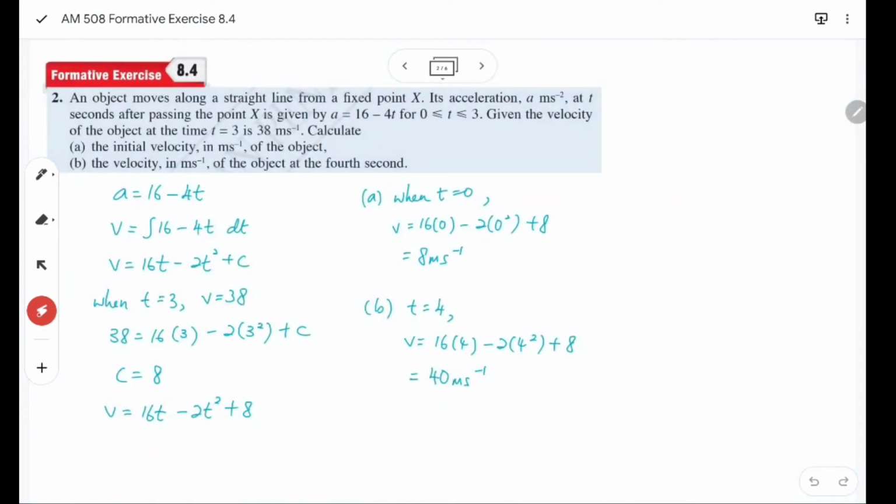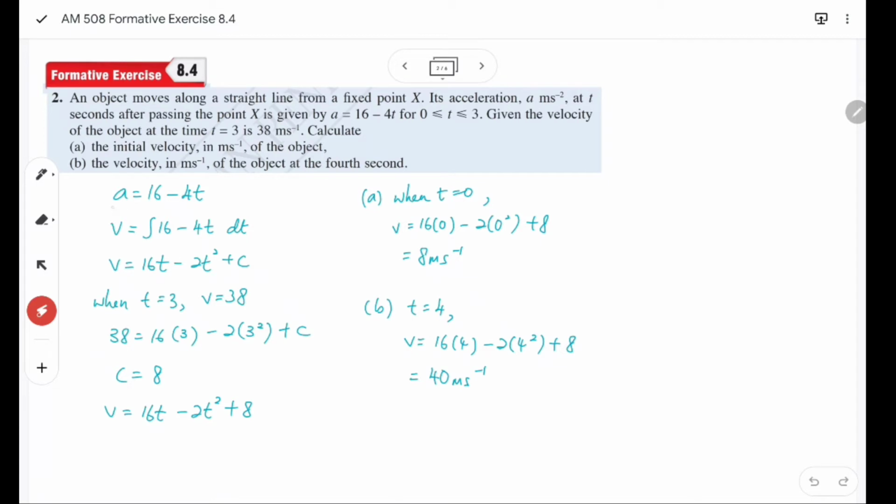Next, question number 2. An object moves along a straight line from a fixed point X. Its acceleration a meter per second square at t seconds after passing through a point X is given by a equals to 16 minus 4t for t from 0 to 3. Given that the velocity of the object at the time t equals to 3 is 38 meters per second, calculate A, the initial velocity of the object.